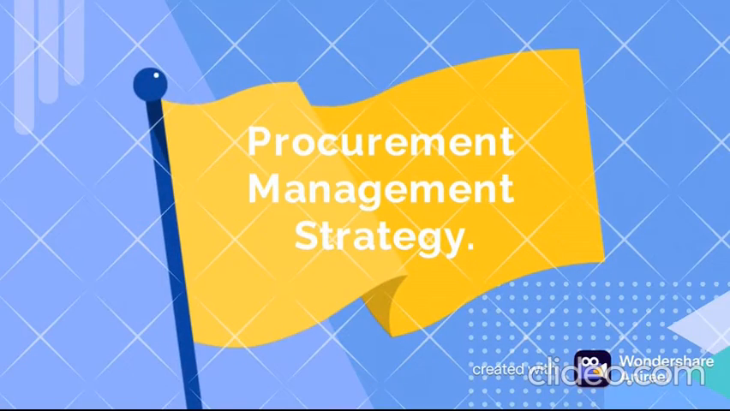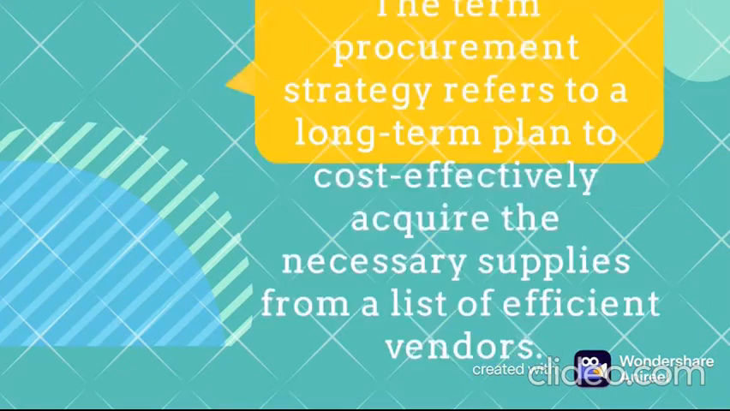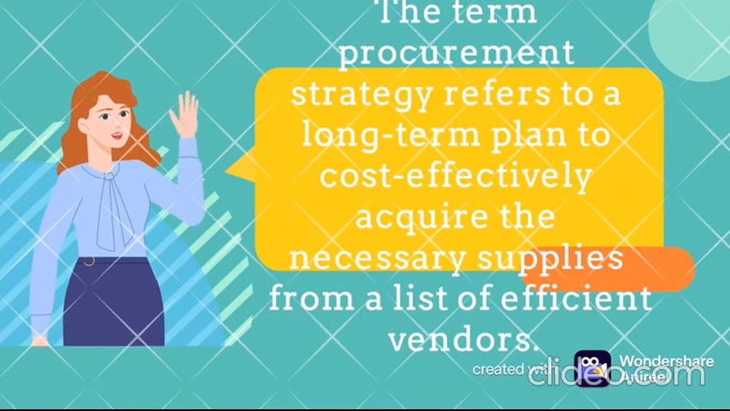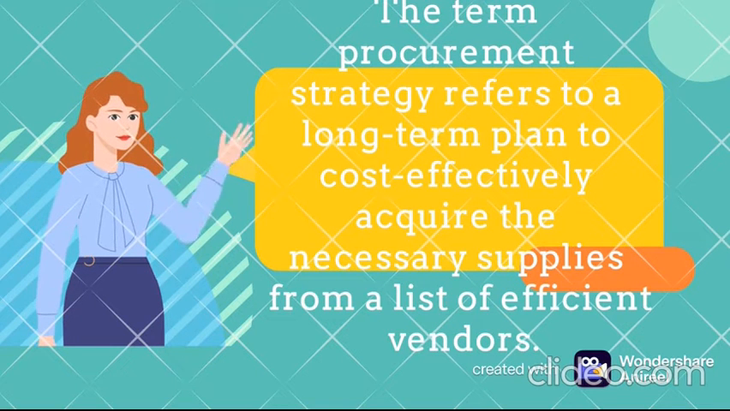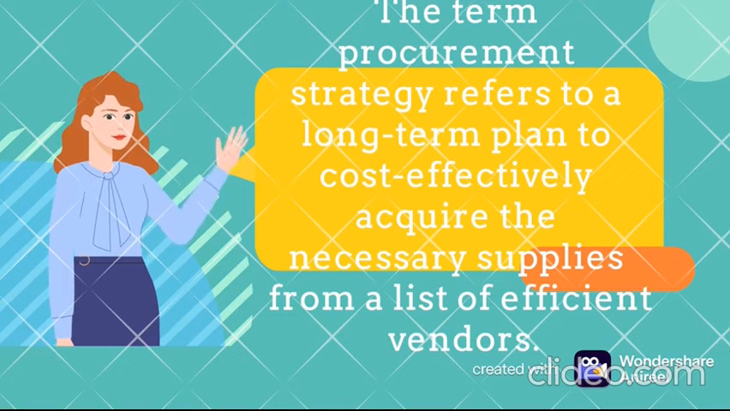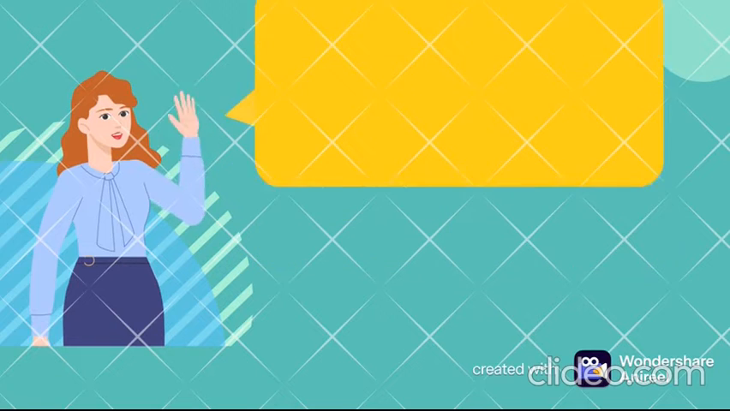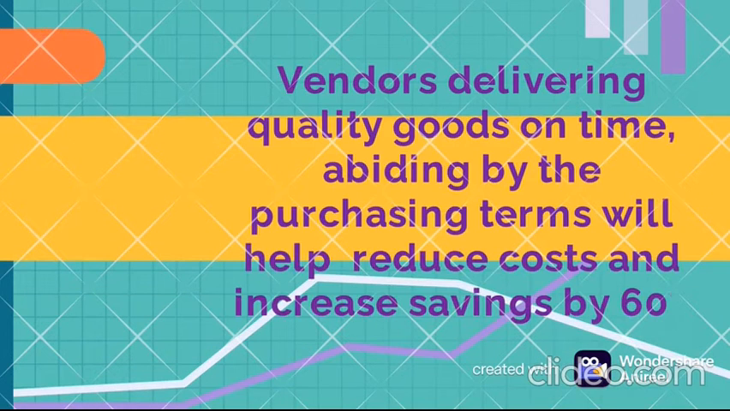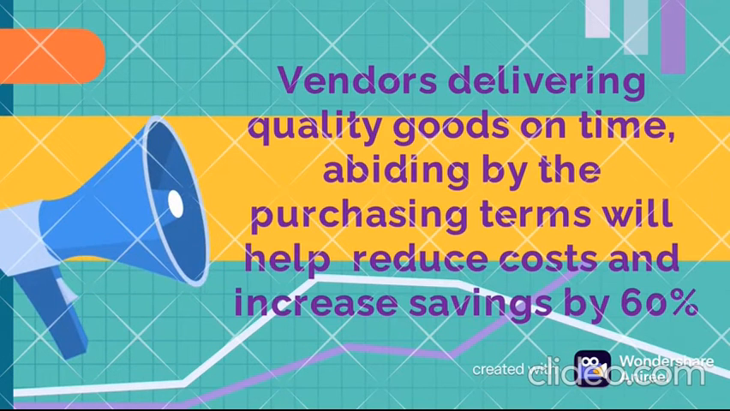Procurement management strategy. The term procurement strategy refers to a long-term plan to cost-effectively acquire the necessary supplies from a list of efficient vendors. Vendors delivering quality goods on time, abiding by the purchasing terms will help reduce costs and increase savings by 60%.